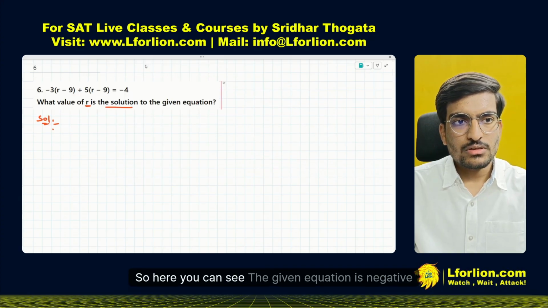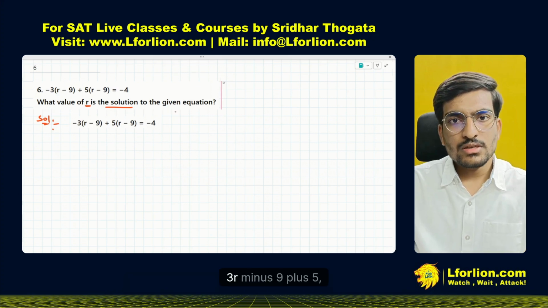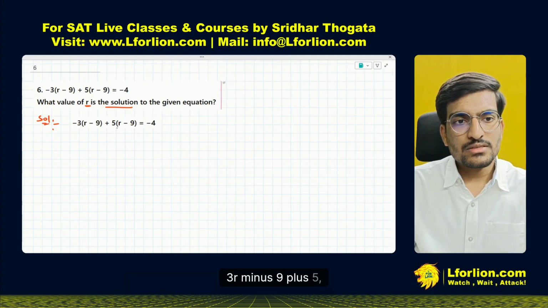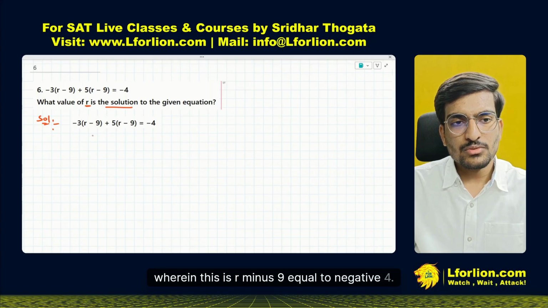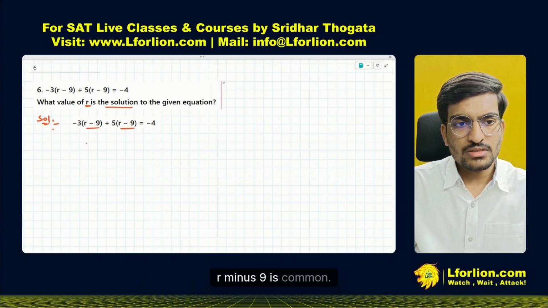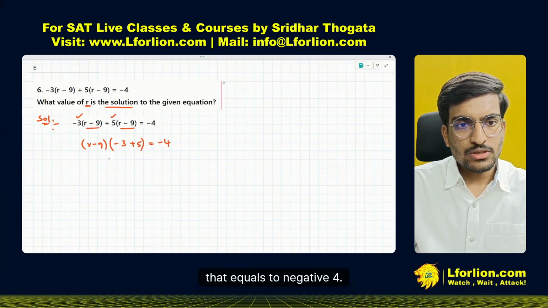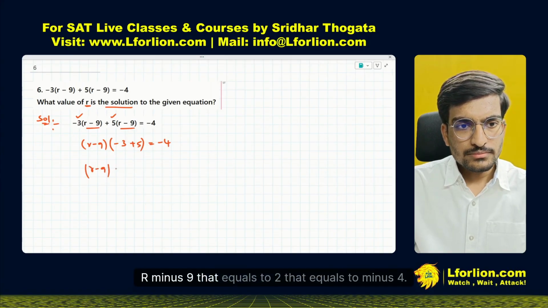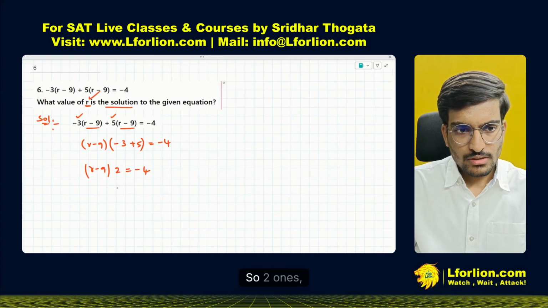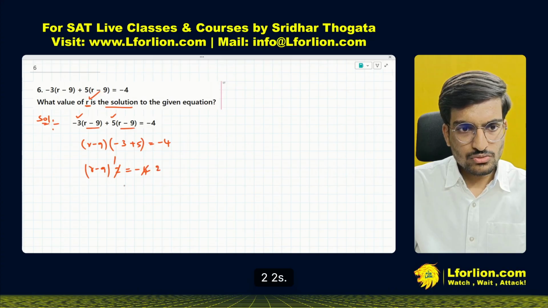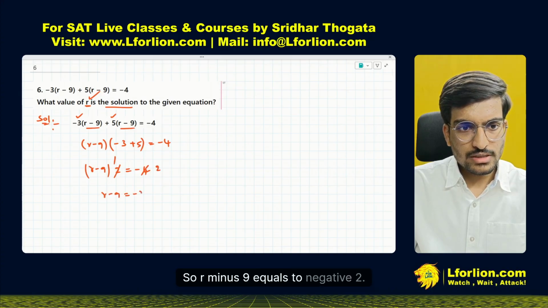So here you can see the given equation is negative 3(r minus 9) plus 5(r minus 9) equal to negative 4. You can see r minus 9 is common. So take r minus 9 common, and then minus 3 plus 5, that equals 2. So 2(r minus 9) equals negative 4. We need to find the value of r. So 2 ones are 2, 2 twos are 4. So r minus 9 equals negative 2, r equals negative 2 plus 9, r equals 7.